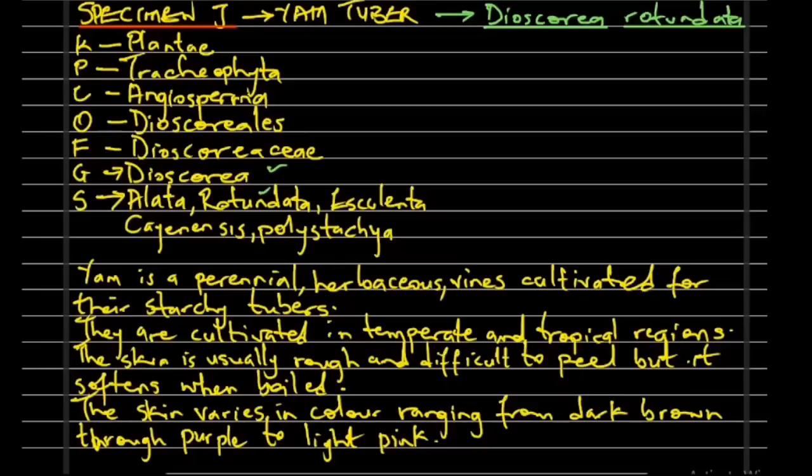Now we move over to specimen K, and our specimen K is cassava tuber. Cassava tuber is our specimen K.